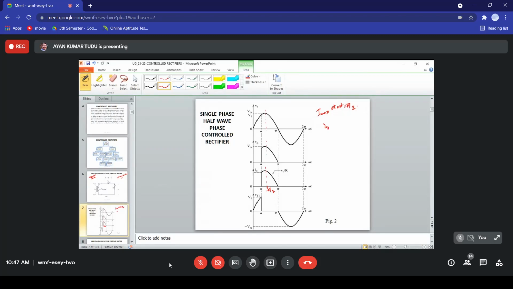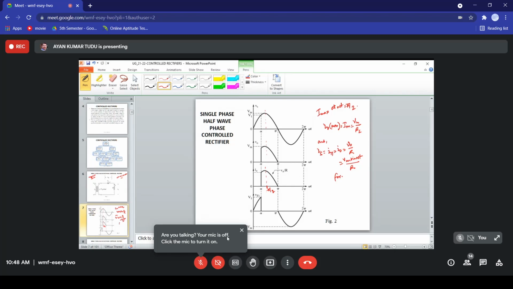So we can write I0 max is equal to Im, which is Vm by the load resistance RL. The source current Is can be written as IT1 equal to I0 equal to V0 by R, which is nothing but Vm sine omega t by R, for alpha less than or equal to omega t less than or equal to pi. I hope it is clear. This will be the source current.